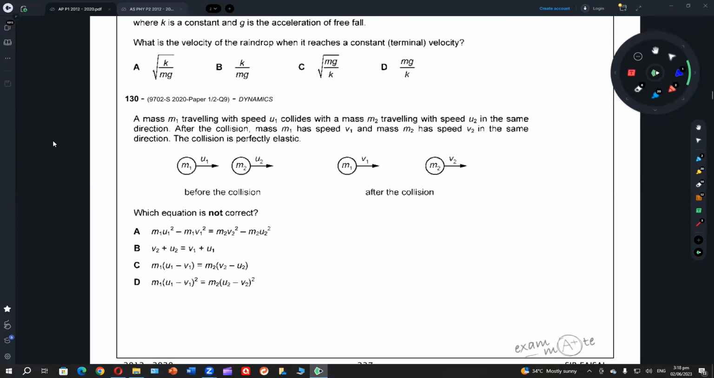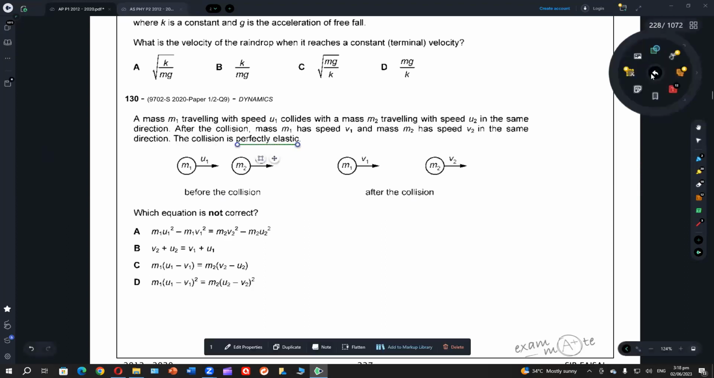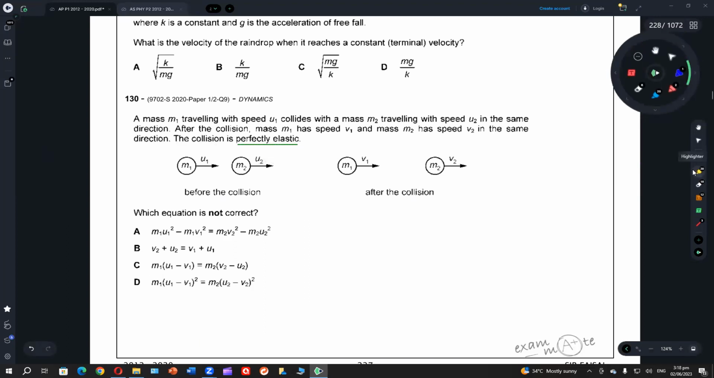A mass m1 traveling with a speed u1 collides with a mass m2 traveling with u2 in the same direction. After the collision, mass m1 has a speed v1 and mass m2 has a speed v2 in the same direction. The collision is perfectly elastic. Perfectly elastic means relative speed of approach is equal to relative speed of separation.